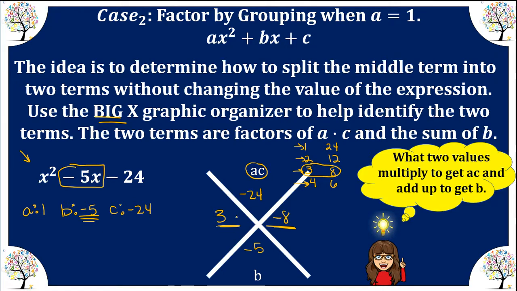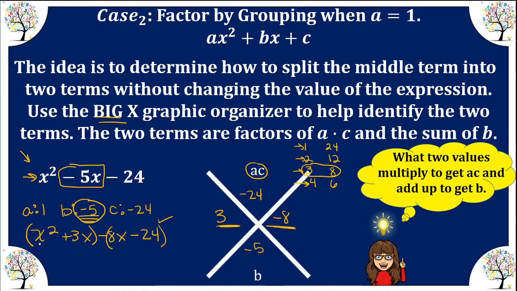So these are the two numbers that we're going to use to split our middle term. We're going to rewrite our original problem: x squared plus 3x minus 8x minus 24. I have not changed the value of my problem, just how it looks. Now we are going to group the first two terms and the last two terms.